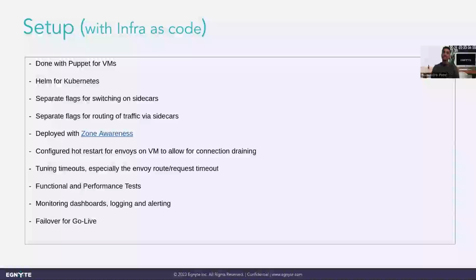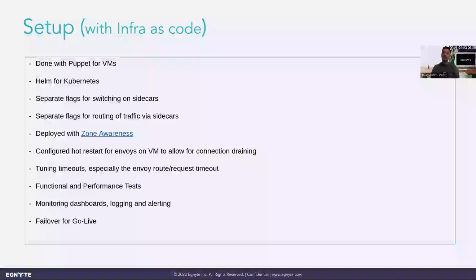Now with this, we have configured service mesh in our environment via Puppet and Helm. We also have flags to switch them on and off. We have configured hot restart to protect us against dropping connections. We have tuned the timeouts to make it suitable for our requirements. But after that, we also did some functional and performance tests to validate that the solution meets our requirement, is correct, and we do not see any errors or any regression issues happening due to the introduction of service mesh. So we did some functional and performance tests.